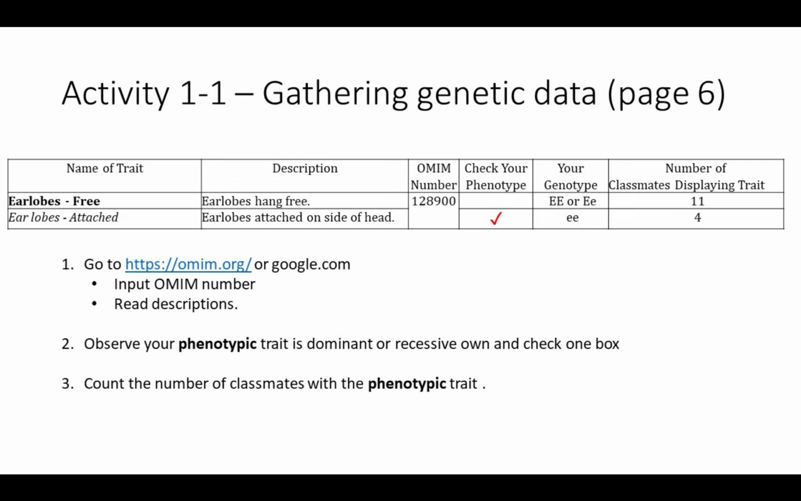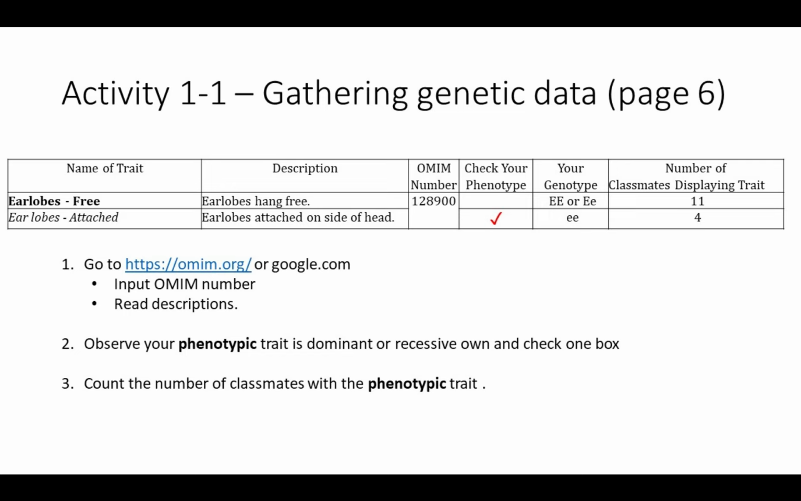Then you're going to check your phenotype. Are you recessive? Is it attached? Like for mine, I'm recessive. Or are you dominant, where you see it hanging? You put a check there. After that, you can put down the genotype. This should be easy: big E, little E, for all of them, just like that.